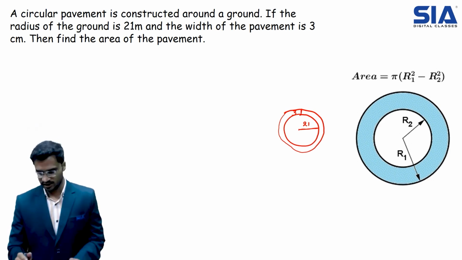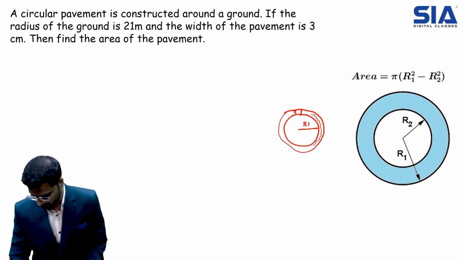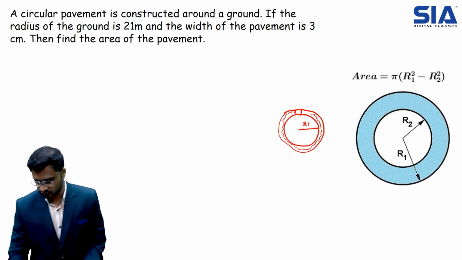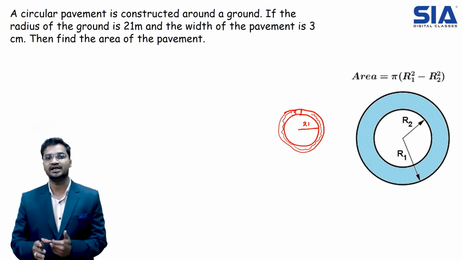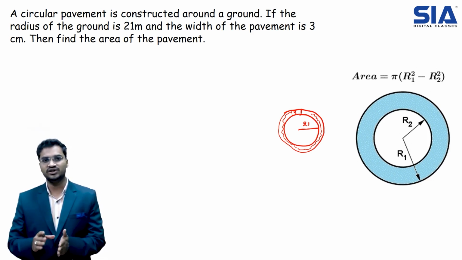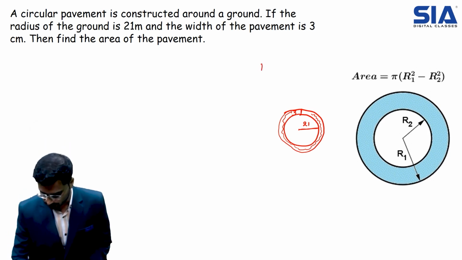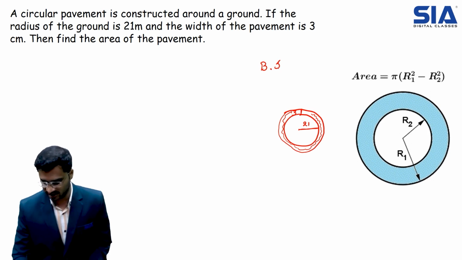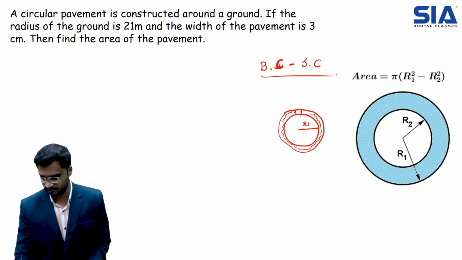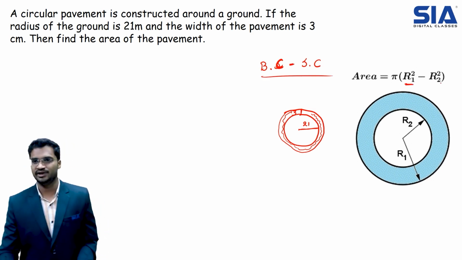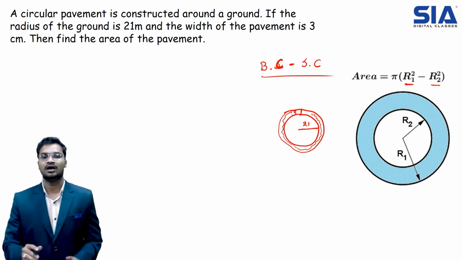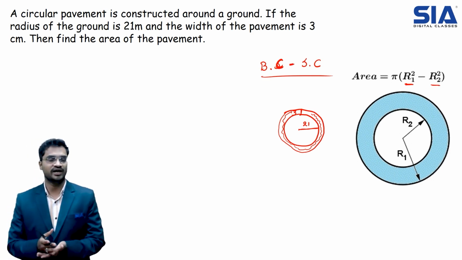I have to find what? The area of this particular region which I am drawing. So in order to find this area, what do I have to do? I have to subtract the area of the smaller circle from the area of the bigger circle. So r1 is the bigger radius and r2 is the smaller radius. How can I find the bigger radius?